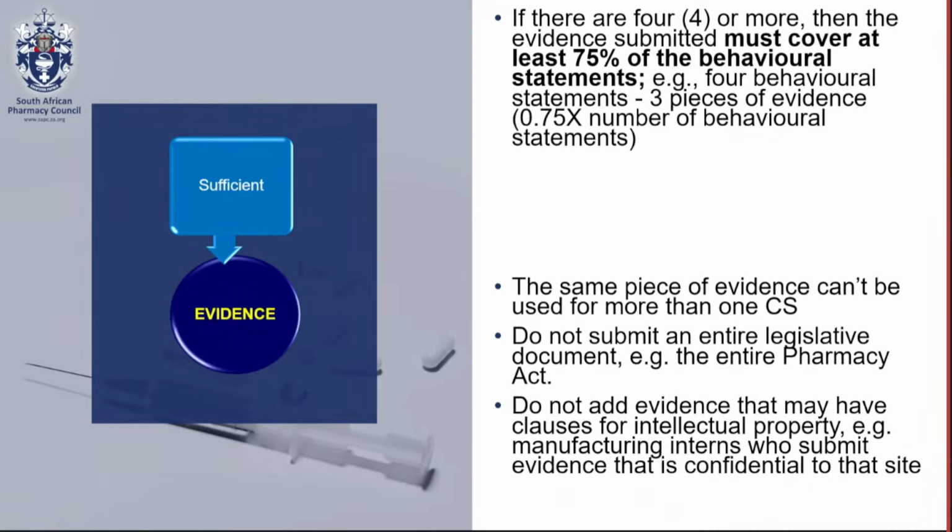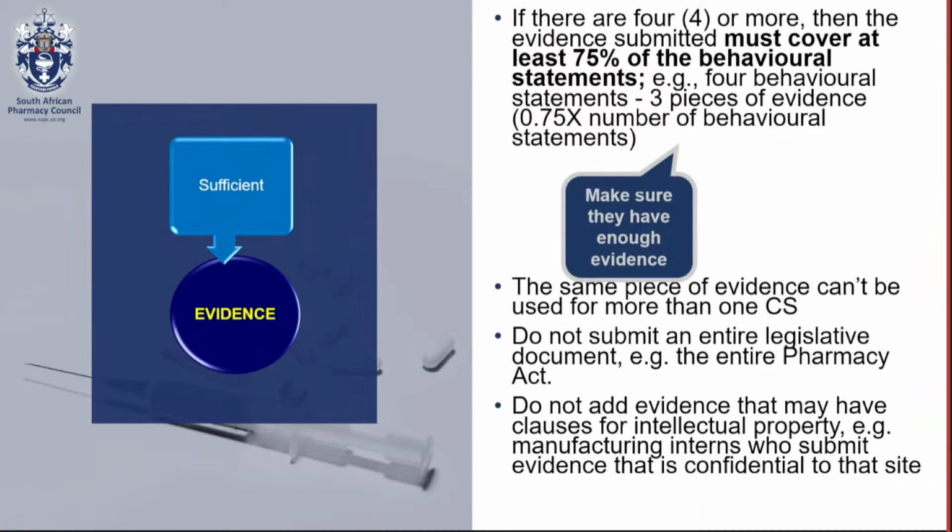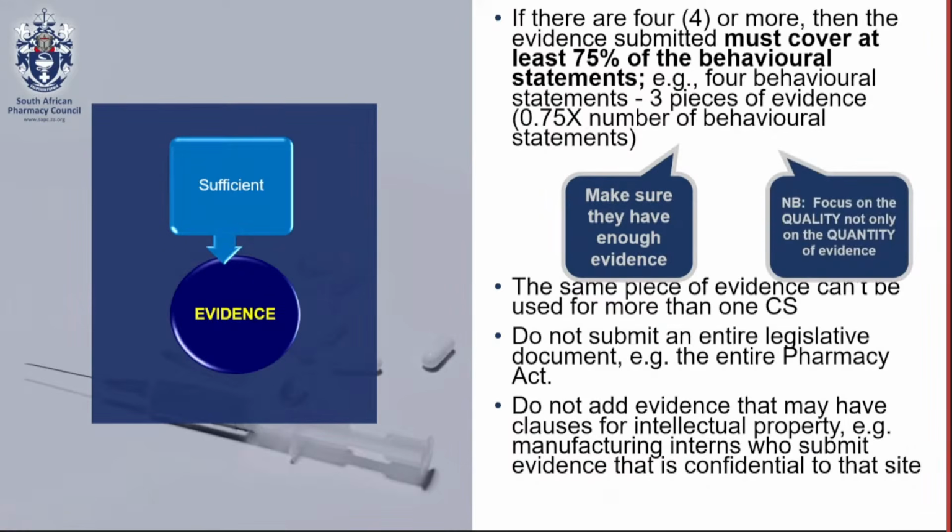And we sometimes see interns, often from the manufacturing side, send us documents where the entire document is blocked out, and we're unable to see any information as to what that intern was submitting. So rather not submit that type of evidence, and rather find or suggest to them another piece of evidence that they could use to justify how they could be deemed competent. Make sure that they have enough evidence that's really critical, and focus on quality and not on the quantity of evidence. Because sometimes we see interns submitting a lot of evidence that really makes no sense to what their submission is about.